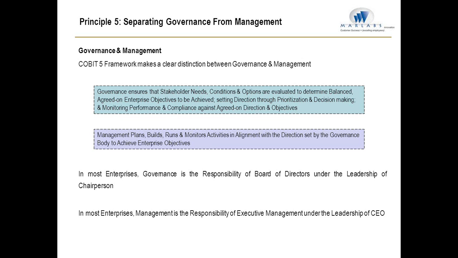Principle 5, in line with Principle 4, tries to define clearly, very precisely, in a crisp manner, what is governance and what is management. How different are they? Governance is more the big picture. It ensures what the stakeholder needs are, how we determine those objectives which we need to achieve, how we set directions, what decisions we make, how we monitor the performance, etc. Management is basically in terms of planning, building, execution, and of course monitoring the activities, in alignment with the directions set by the governance framework.